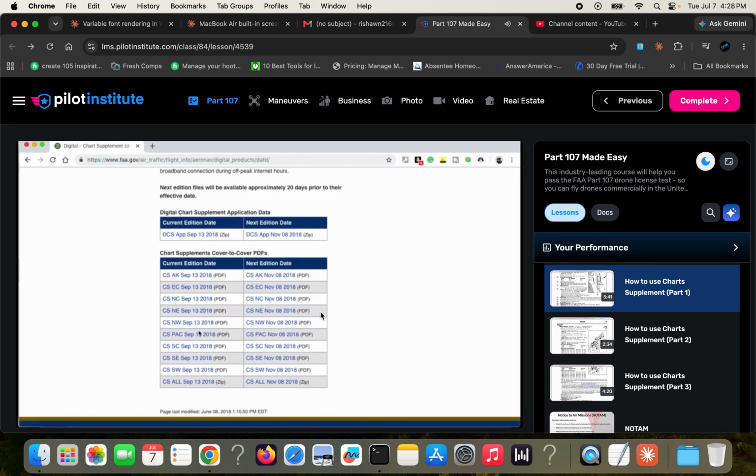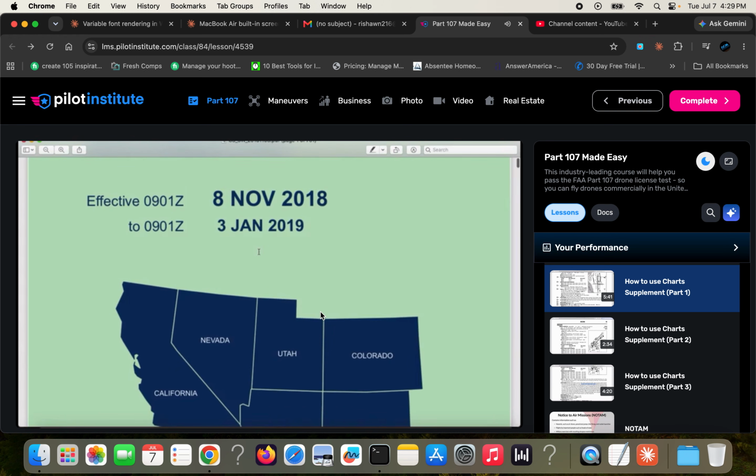We're going to be using the Southwest. I downloaded the new one, November 8th, 2018. So I'm just going to be using that one. Now, it doesn't really matter which version we're using at this stage. Make sure that when you're using them, though, you're using the most recent one. So let's go ahead and take a look at the PDF itself. Here's the cover for it.